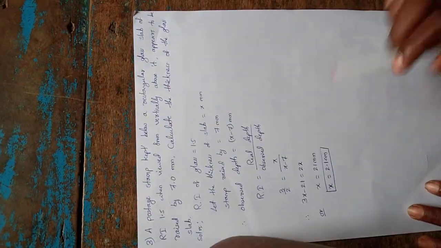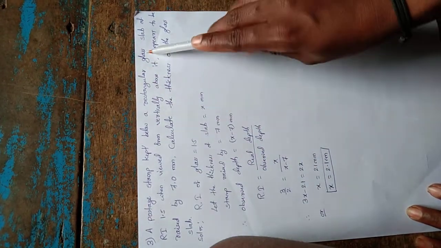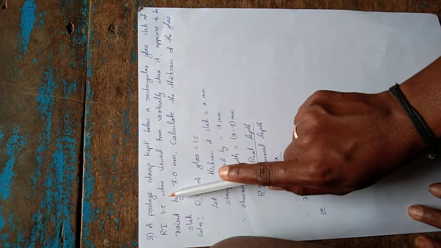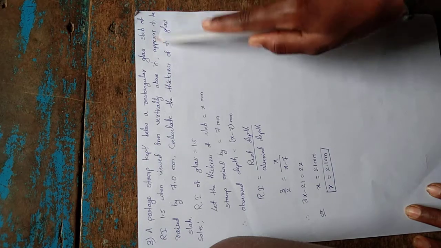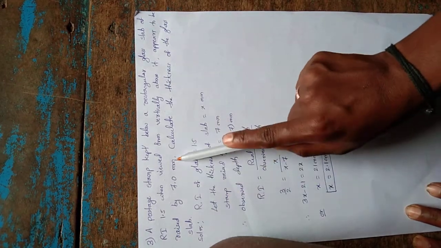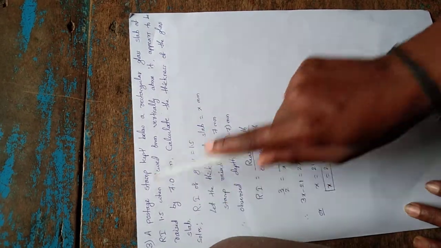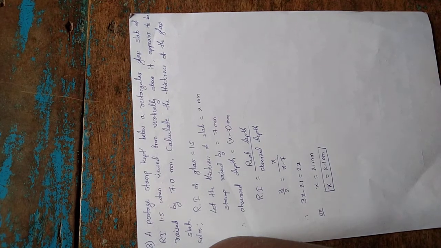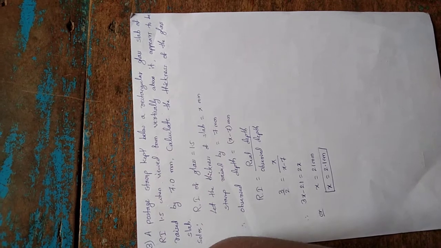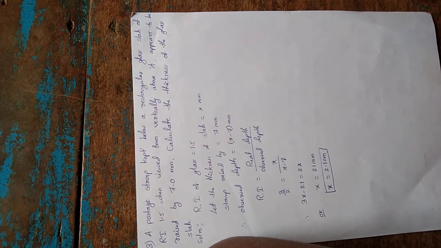Third one, a postage stamp kept below a rectangular glass slab of refractive index 1.5, when viewed from vertically above, appears to be raised by 7 mm. Calculate the thickness of the glass slab.